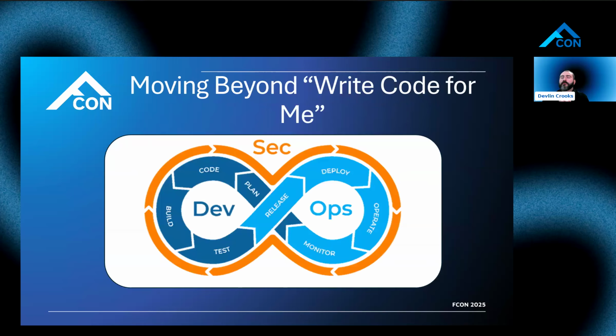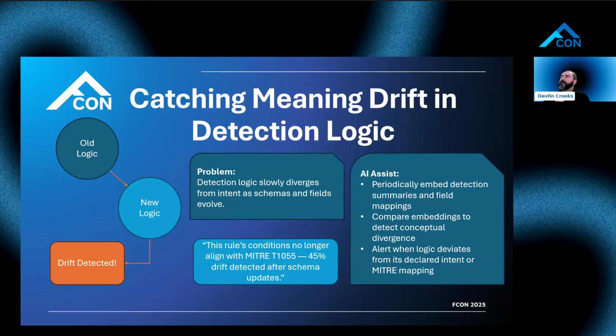So let's move a bit beyond write code for me. We already saw we can use natural language and public LLMs without actually putting some of our sensitive private data in there. Now we can start using it with detection as code. Let's start at SecDevOps. Detection as code is mature enough to benefit from assistive intelligence, not just code generation. So we'll introduce some practical AI functions that help us maintain detection integrity, context, and governance. And the first one we'll go over is catching meaning drift in detection logic.